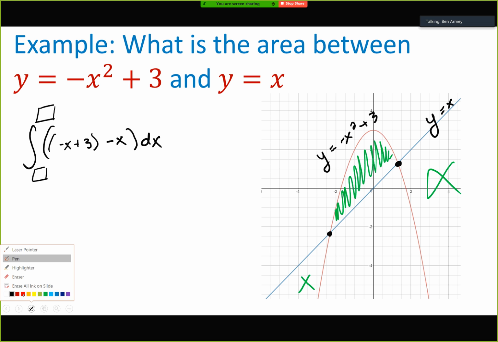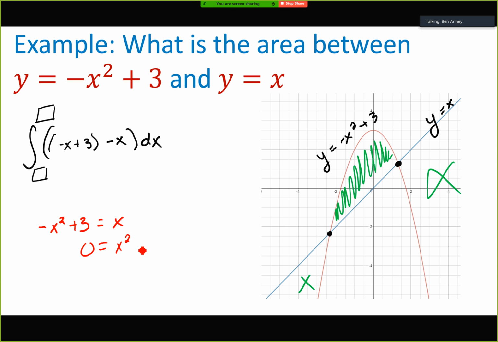And so if we said negative x squared plus 3 will be equal to x. So where are those two equal to each other at? Okay, well, I could say, well, then I'll bring all this stuff over and set it equal to 0. So now it'd be a positive x squared, still a positive x, but then minus 3. Okay, now I have a quadratic. This is not a nice quadratic that is factorable.